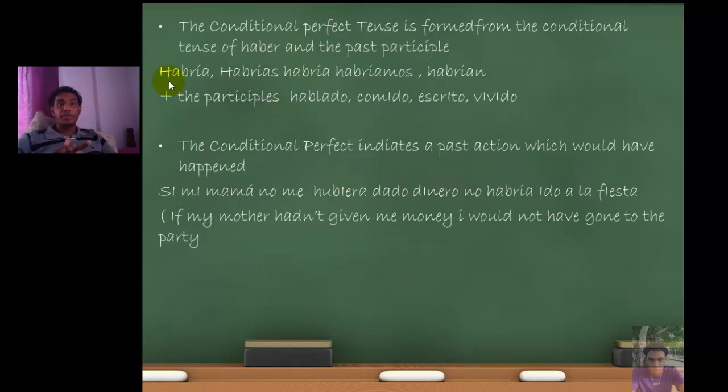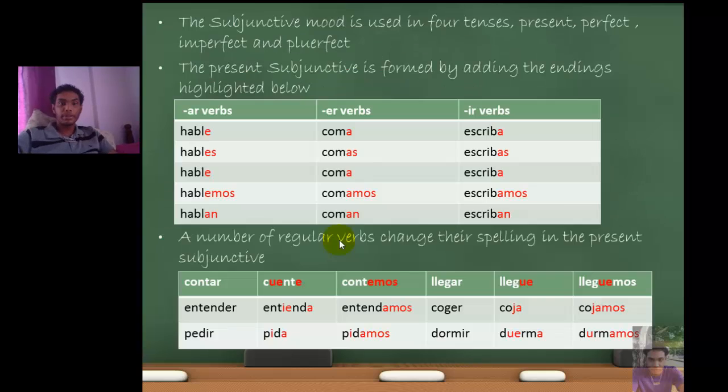The conditional perfect tense, you just use the conditional of haber, sorry, and the relevant participles, right? And this is generally used to indicate a past action which would have happened, right? So, si mi mamá no me hubiera dado dinero, no habría ido a la fiesta. If my mother hadn't given me money, I would not have gone to the party, right?